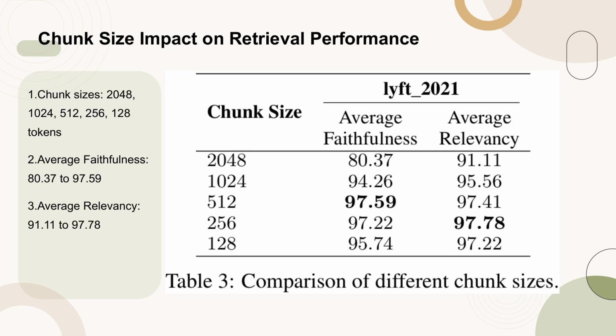Similarly, the average relevancy metric increases from 91.11 to 97.78, demonstrating better alignment between retrieved texts and queries. These results highlight the trade-offs between context preservation and retrieval efficiency across different chunk sizes.